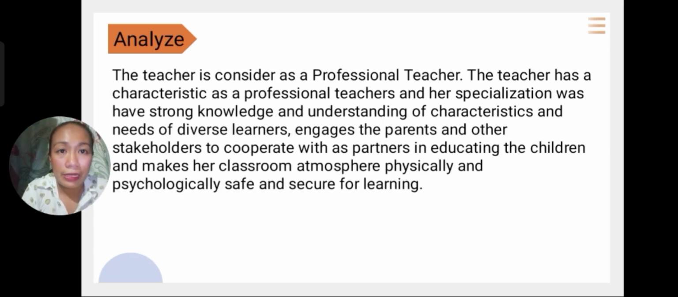So here is my analysis. The teacher is considered a professional teacher. The teacher has the characteristics of a professional teacher, and her specialization is having strong knowledge and understanding of the characteristics and needs of diverse learners, and engaging the parents and other stakeholders to cooperate as partners in educating the children. And last, she makes her classroom atmosphere physically and psychologically safe and secure for learning.